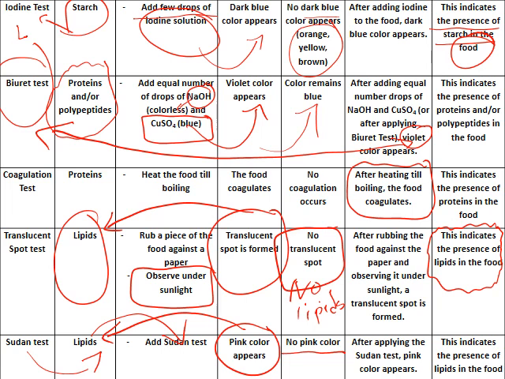So these tests, you have to study them. You have to know the positive result and the negative result. What does each test aim for? It aims for the presence of lipids. It aims to test the presence of carbohydrates. It aims to test the presence of reducing sugar. You have to know this and you have to study them very well.